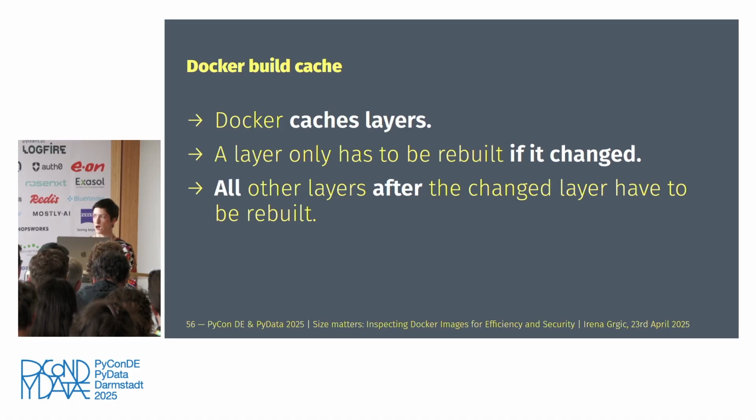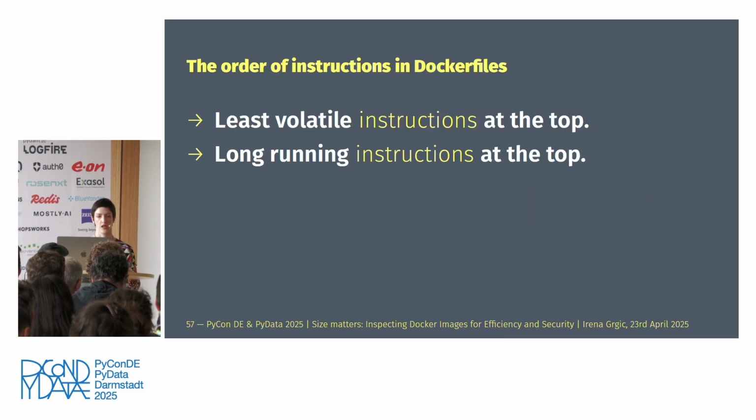Now, when thinking about ordering the instructions, how should we order them? Well, it's great to know that Docker caches your layers, which means that a layer only needs to be rebuilt if it actually changed. And also a good thing to know is that all layers after the layer that changed need to be rebuilt. So you should really think about how to order your instructions properly. A general rule is that the least volatile instructions go to the top and the longest running ones go to the top. Coincidentally, very often the least volatile ones are also the longest running ones.